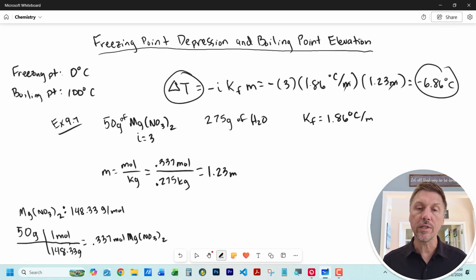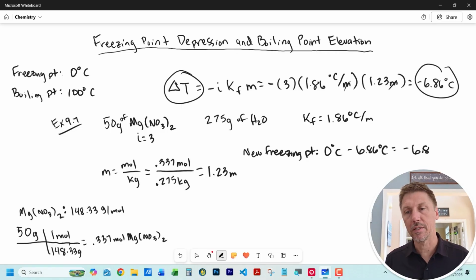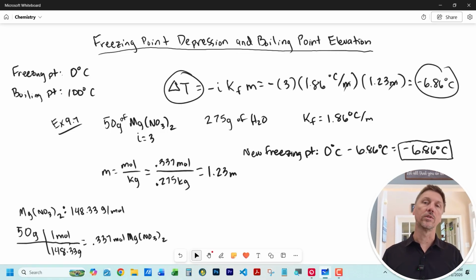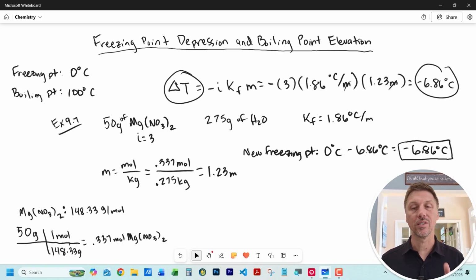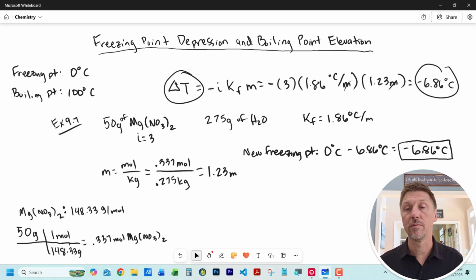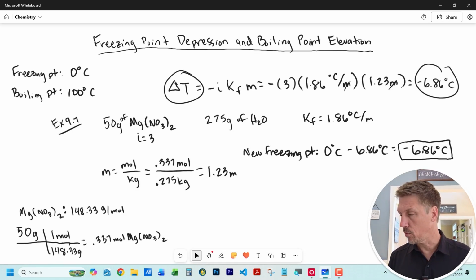So that means that the new freezing point of our water is going to be the original freezing point, 0 degrees Celsius, minus 6.86 degrees Celsius. It ends up being the same value in this case only because the original freezing point was 0 degrees Celsius. If we were working with a different liquid that didn't have a freezing point of 0 degrees Celsius, we would have to do the math here. But for the water, it works out pretty nicely because it starts at 0, the value is the same. So the change in temperature turns out to be the new freezing point of the water, okay?